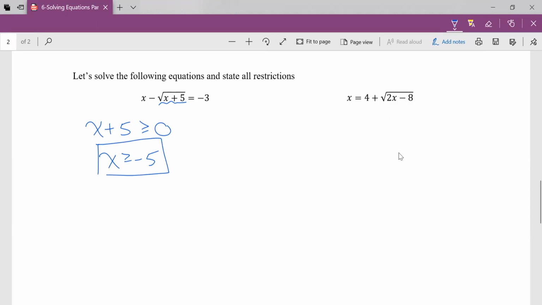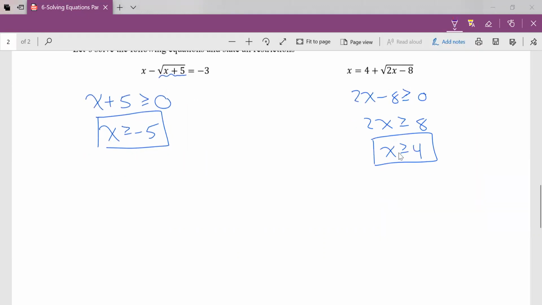Whatever answer we come up with, whatever solution we have, it has to be bigger than or equal to -5. If I was looking at the next one, again, I look what's underneath my radical. I say it has to be bigger than or equal to 0, and I isolate for x. So add 8, divide by 2. There it is. Okay, those are my restrictions. Now I'm going to go back and I'm going to solve both of these. So this is the slightly trickier part.